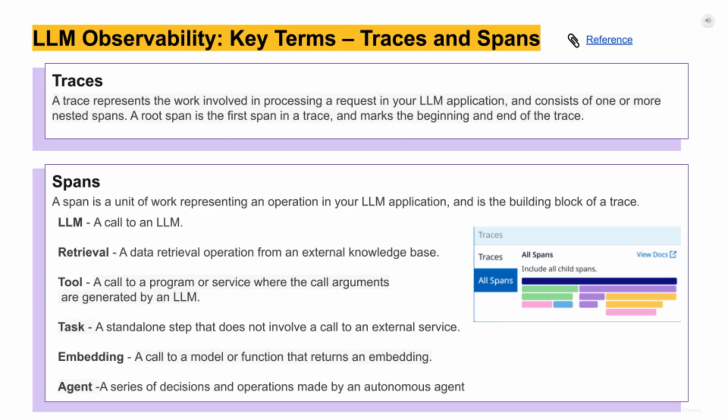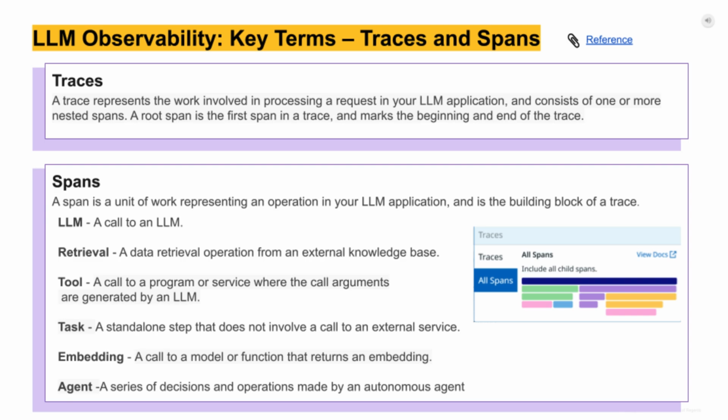Diving into actual dashboards and data, it's important to understand two fundamental observability concepts: traces and spans. A trace represents the full life cycle of a request in your LLM application. Essentially, it shows all the work done to process a single user input.